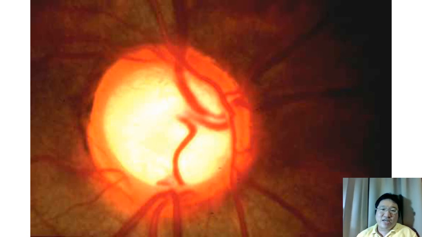And here is perhaps the most important sign of glaucoma. In glaucoma, we see the cupping of the optic disc, or increased cup to disc ratio. The optic cup is the inner circle. The optic disc is the outer circle. Normally, the cup to disc ratio should not exceed 0.4 or 0.5. But here we see that the cup is very big.